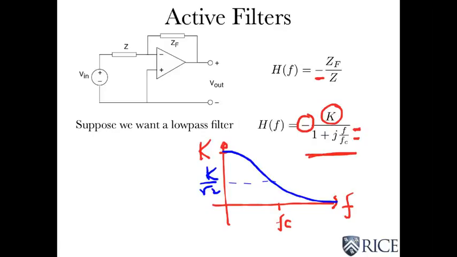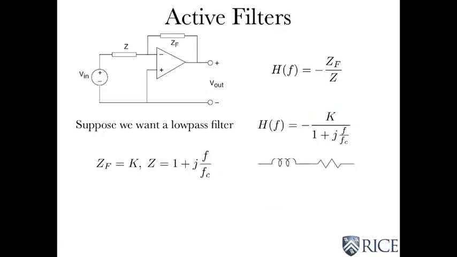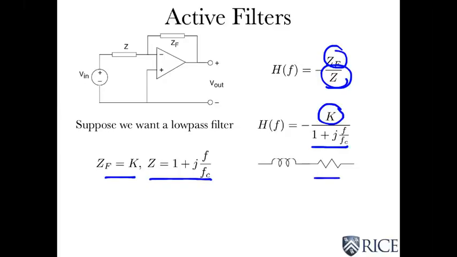Okay, so this formula is a little bit different for the RC filter because now I'm going to have to pick element values to fit this transfer function that has some gain but has a cutoff frequency of FC. So how would we do that? Well, one way is just to mimic the formula that we have. We could set ZF equal to our gain because it's upstairs, and we'll set Z equal to that because it's downstairs. Now, what's the impedance? 1 plus J times F, constant times F. Well, that looks like a resistor in series with an inductor.